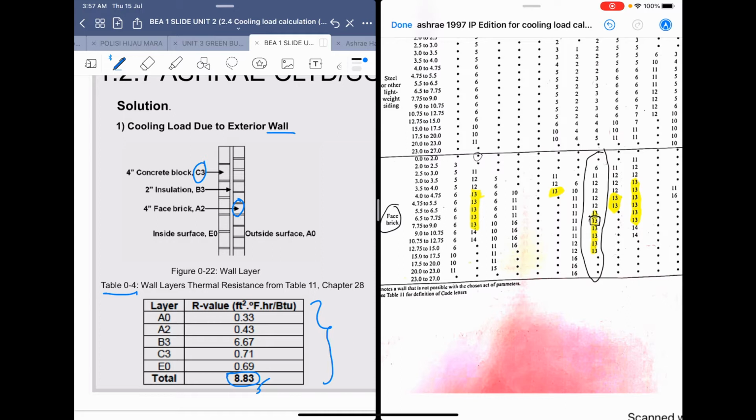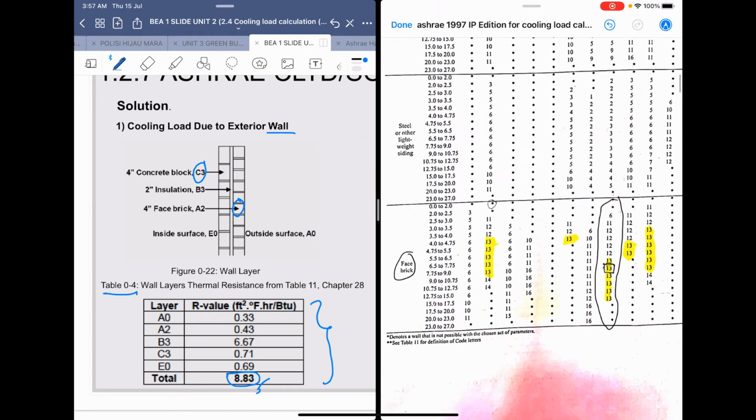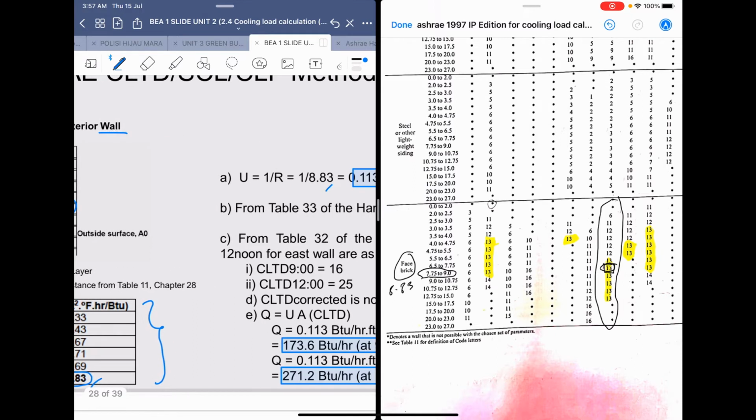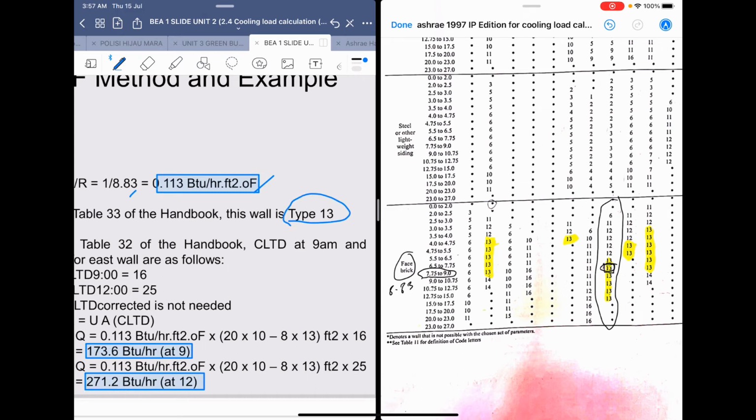So according to here, for the ratio of the principal wall to the secondary wall, the R resistance value is around 7.75 to 9, because our value is 8.83. In this case, our wall type is type 13. See, this is how they got the type 13 wall.